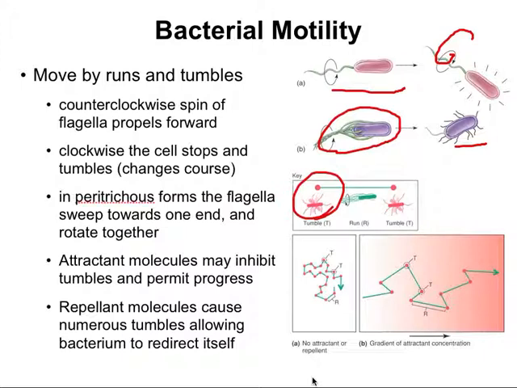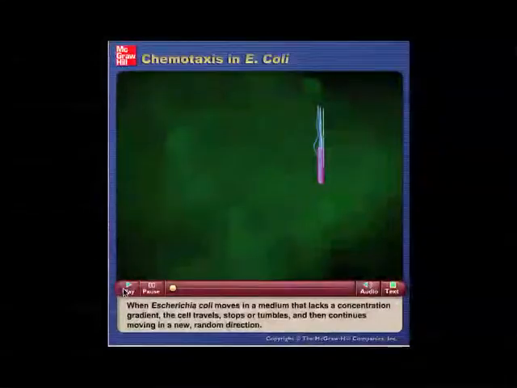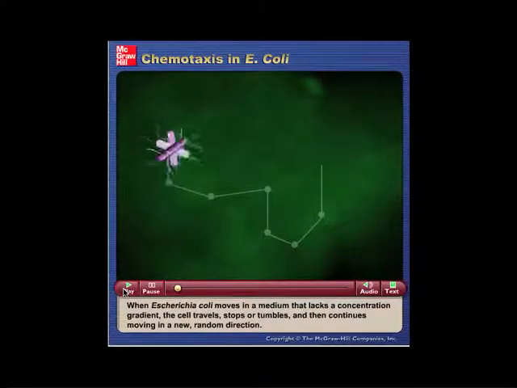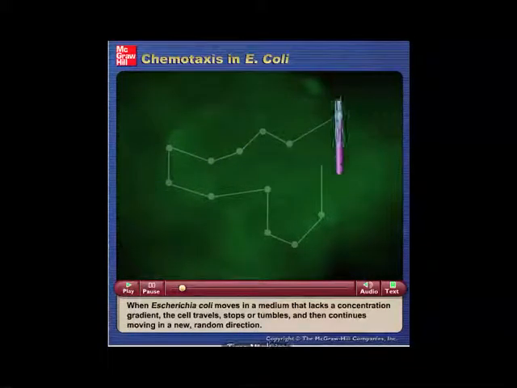Each time we see a red dot, it's a tumble. The green stripes are runs. So we alternate tumble, run, tumble. If there's no attractant or repellent, they move in sort of a random format like this. However, when there is an attractant, they still run and tumble, but it is in a general direction. Let's watch a quick animation that displays this behavior of chemotaxis in Escherichia coli. When Escherichia coli moves in a medium that lacks a concentration gradient, the cell travels, stops, or tumbles, and then continues moving in a new random direction.